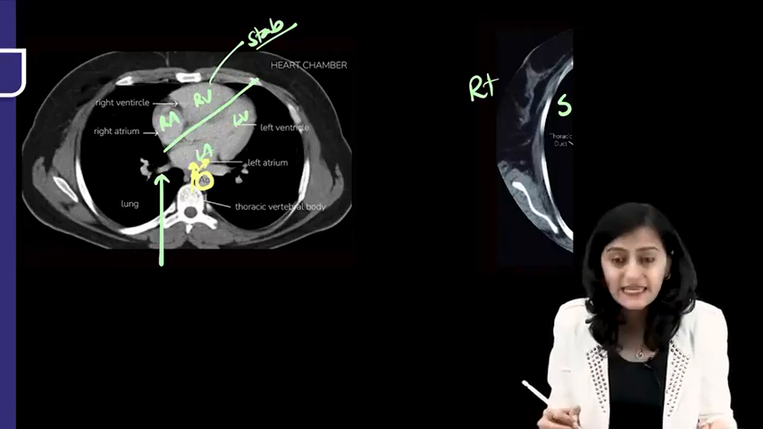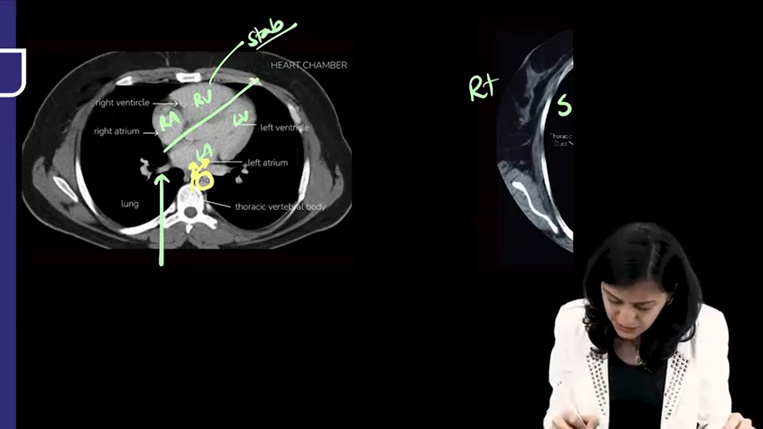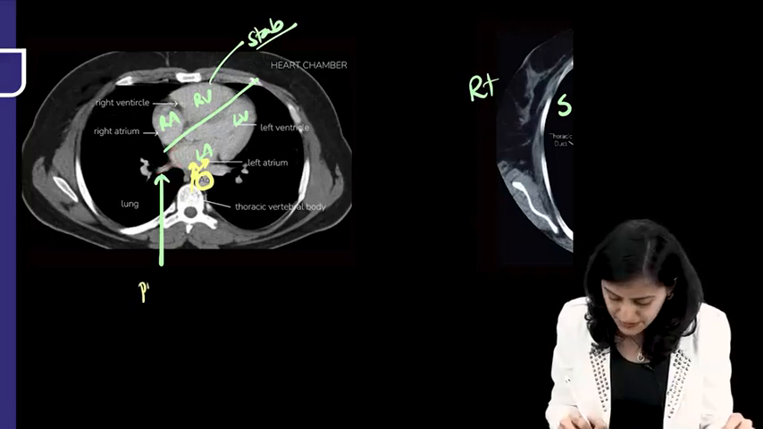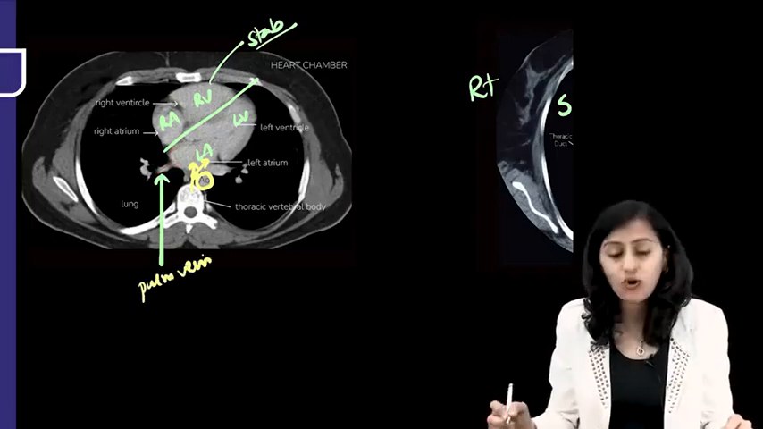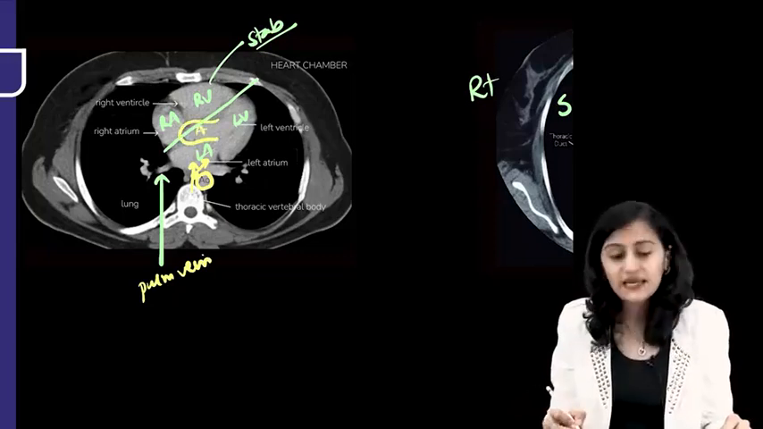So we saw that TEE is good for the LA and the aorta. What is this structure which is draining into the left atrium? This is going to be the pulmonary vein, right? The pulmonary veins go into the left atrium. This structure coming from the left ventricle is the aorta.